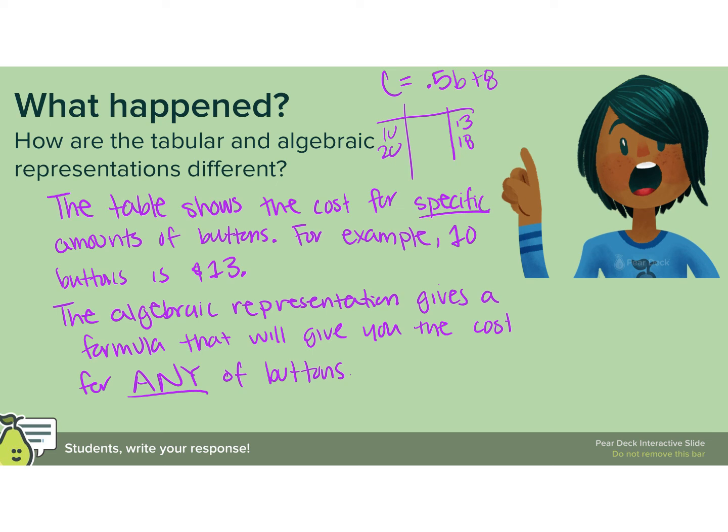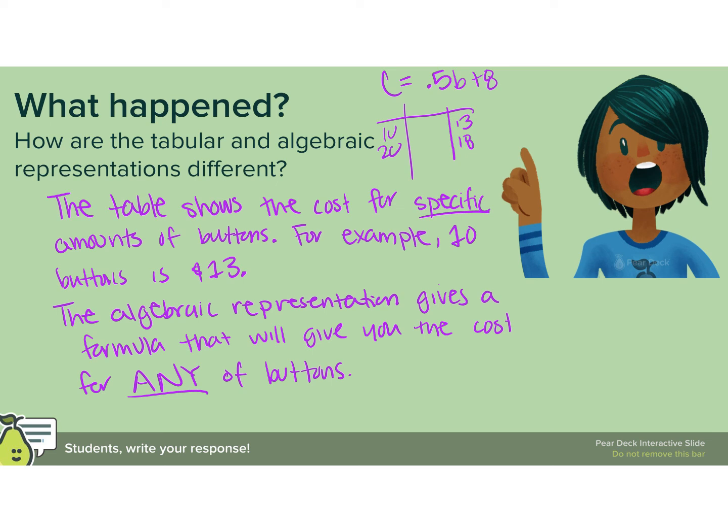I can plug in a 3 into that formula if I wanted to know how much do I have to pay for 3 buttons, right? It would be $9.50. Because I'm going to take half of 3, I'm going to add 8. How much for 100 buttons? $58, right? I can't see that in that brief table, but the equation, the algebraic representation, allows me to plug in any number I want to find the total cost of buttons.